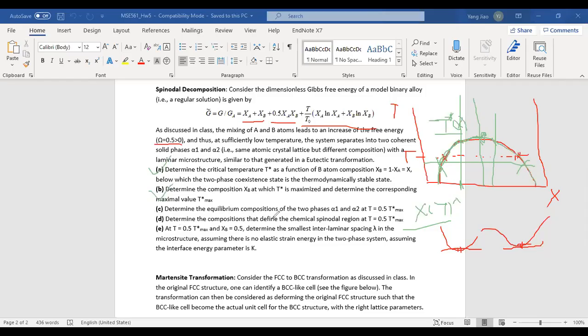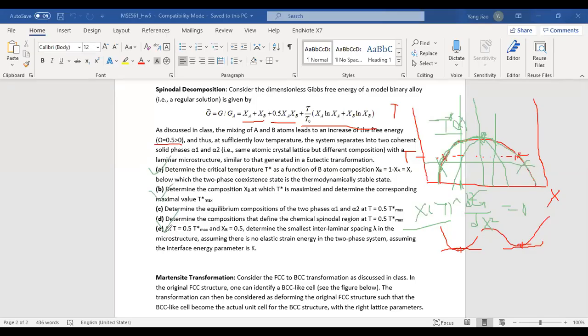Determine the composition that defines the chemical spinodal. Again, it's very straightforward. For the chemical spinodal, you take the second order derivative of the free energy functional as a function of x, right? So you basically have this second order derivative of free energy with respect to x equal to 0. From that, you can solve for the chemical spinodal. It's very straightforward, and plug in this.